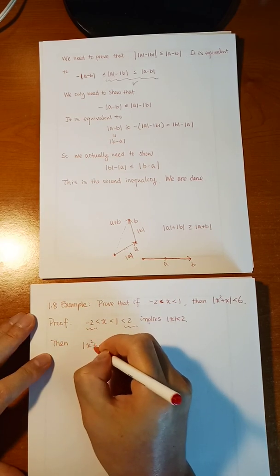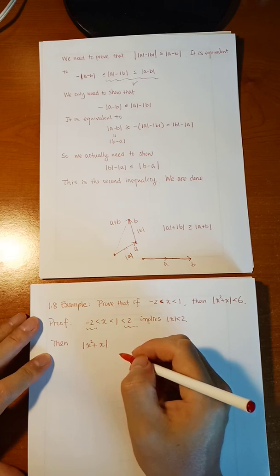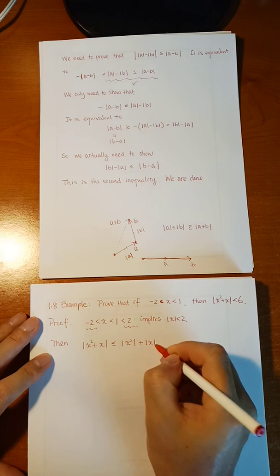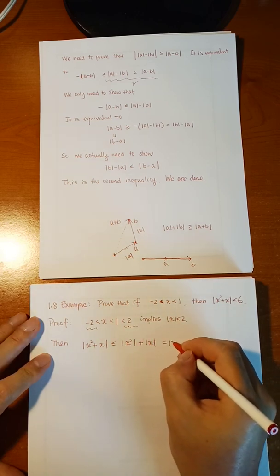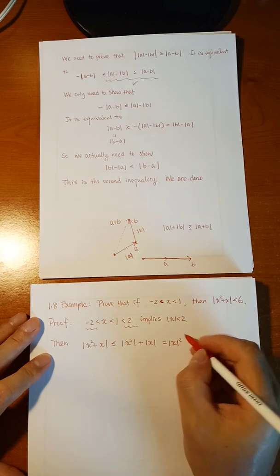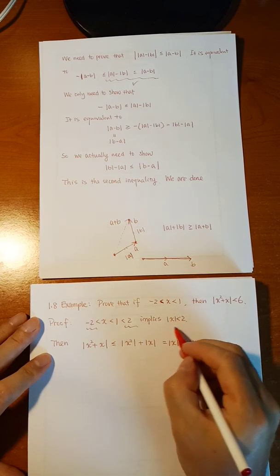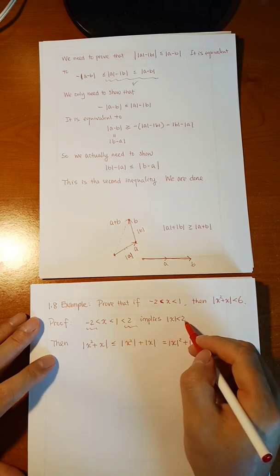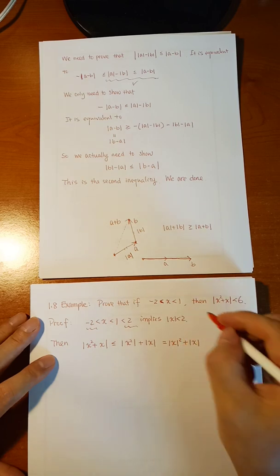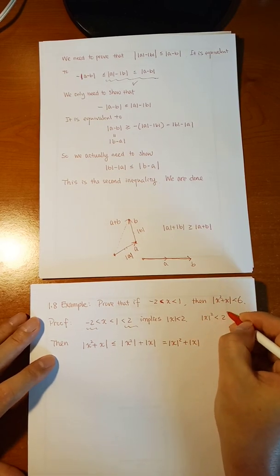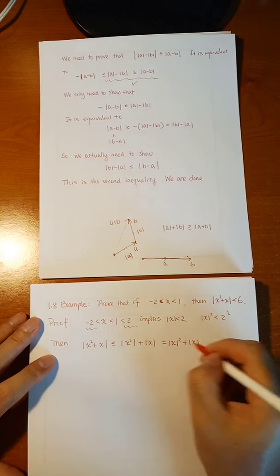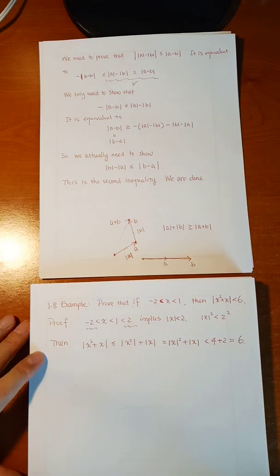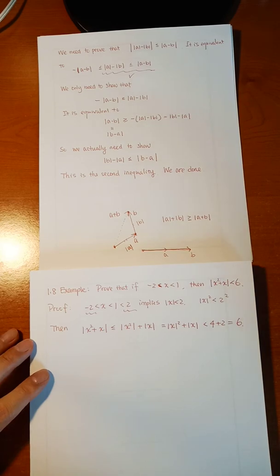the absolute value of x squared plus x, by the triangle inequality, is less than or equal to the absolute value of x squared plus the absolute value of x. You can show that, remember, the absolute value of x is less than 2, then the absolute value of x squared is less than 2 squared. So this one is less than 4, the absolute value of x is less than 2, so the sum is less than 6, and that's it. That's as simple as possible.